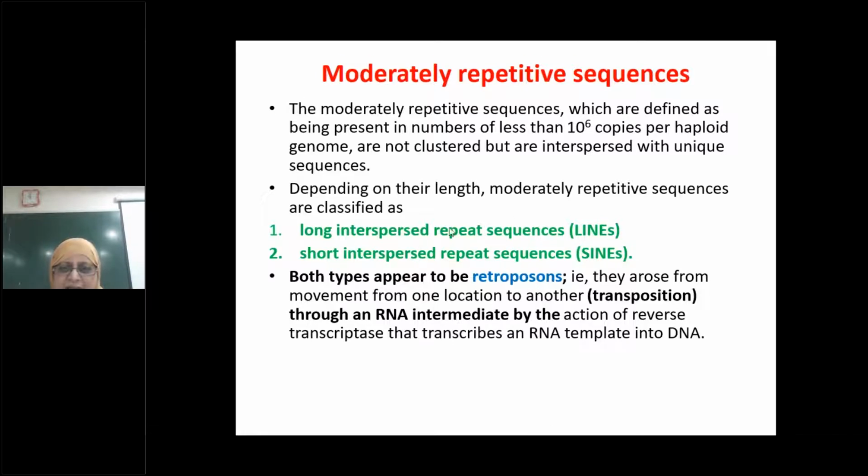Both these LINEs and SINEs are said to appear as retroposons. That means they arose from movement from one location to another, that is transposition, so you can say transposons or mobile segments. They move from one location to another in the form of mobile sequences. This occurs through an RNA intermediate by the action of the enzyme reverse transcriptase. Yesterday we saw that it transcribes an RNA template into a DNA.